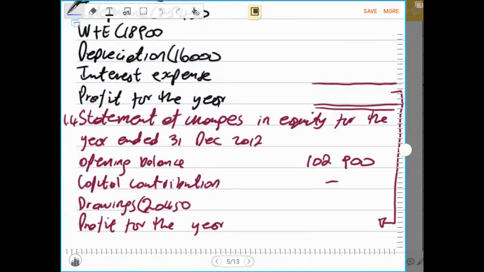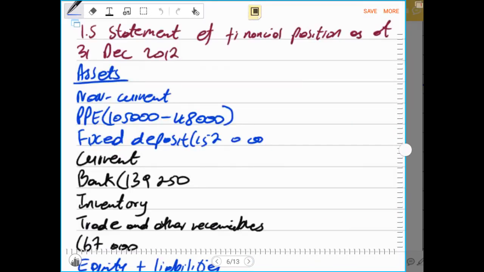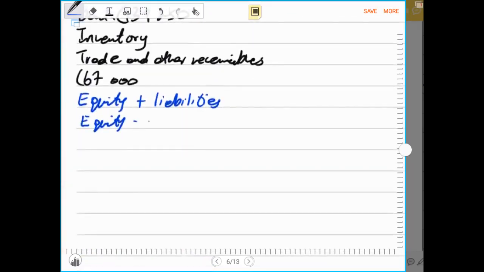The amount that will be taken here is the closing balance. Our closing balance here is the one that will be transferred straight to the statement of changes in equity under this line item, equity. So we'll account for that. Then we go to liabilities and we classify them again into non-current and current liabilities.